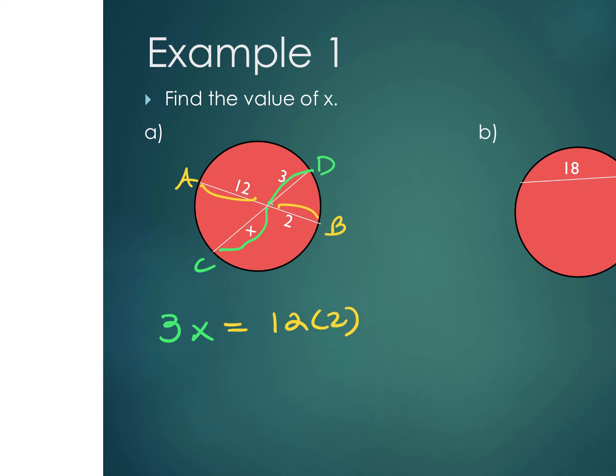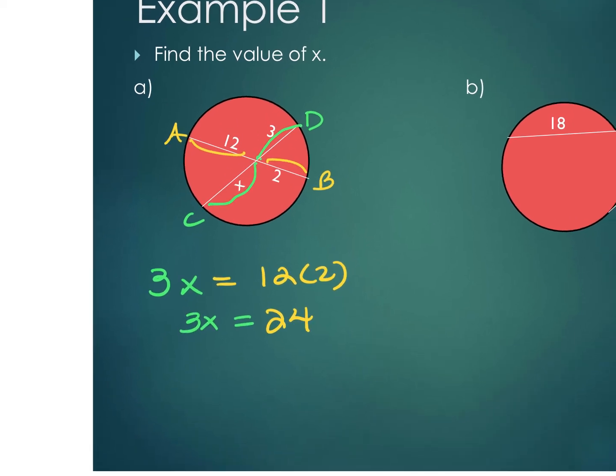So I'm going to multiply 12 times 2. I get 24. I need to set that equal to the 3x. I'm going to divide by 3, and x equals 8. Now that's all they asked me to find up there in the white writing.